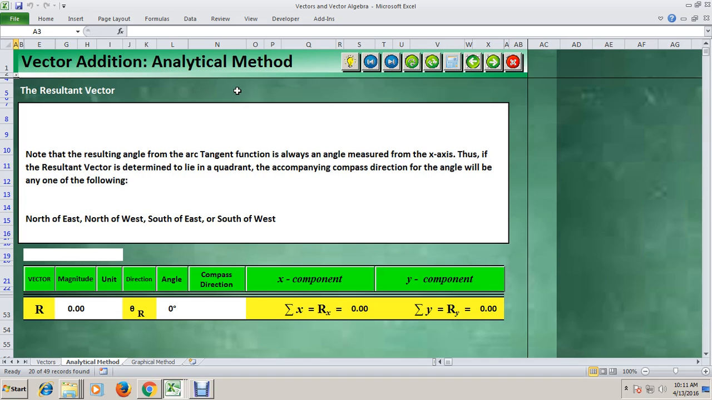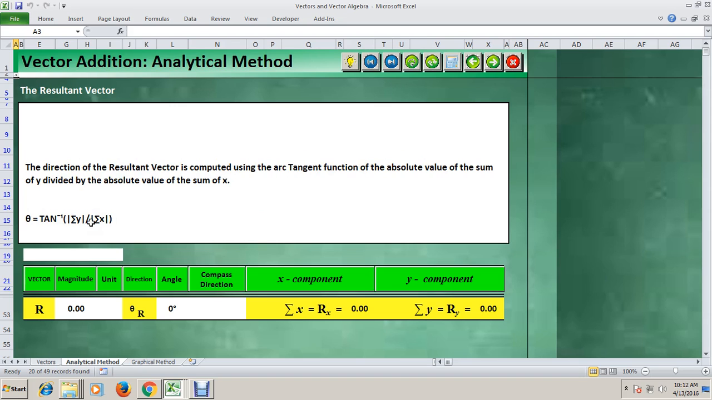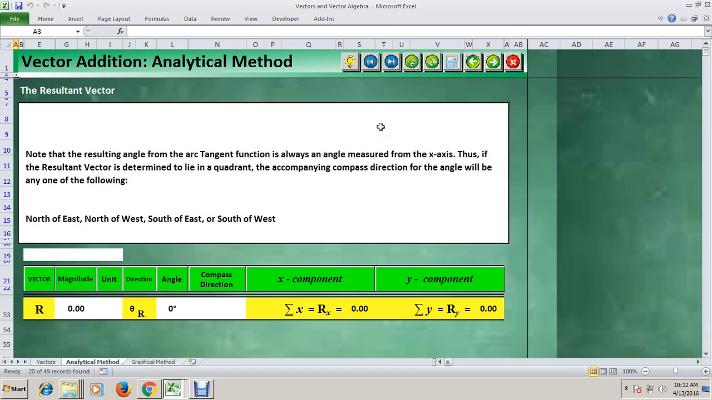Now take note that the resulting angle from the arctangent function is always an angle measured from x. Whenever we make use of this formula, the inverse tangent of the summation of y over the summation of x, the summation of y is always on the numerator of this fraction. We expect that when we employ the inverse tangent function, wherein y is on the numerator and x is on the denominator, the resulting angle would always be an angle measured from x.